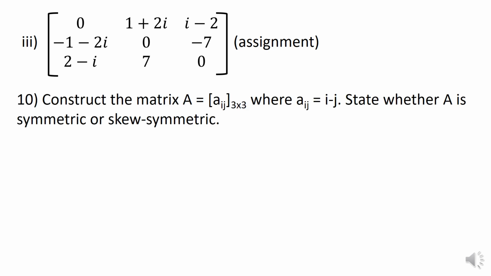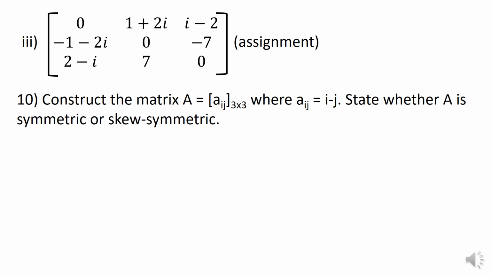Now 10th question, construct the matrix A is equal to Aij 3 by 3. That means A is a matrix containing 3 rows and 3 columns. The condition given here, Aij is equal to i minus j. After constructing the matrix, you have to also write whether A is symmetric or skew symmetric. That we will be doing by observation.